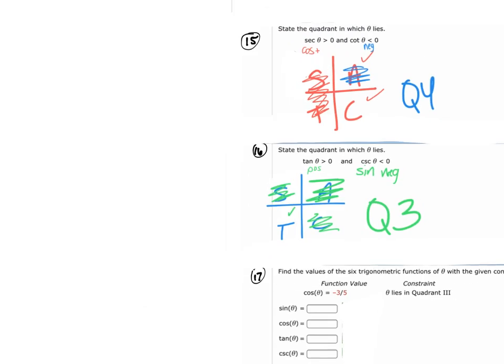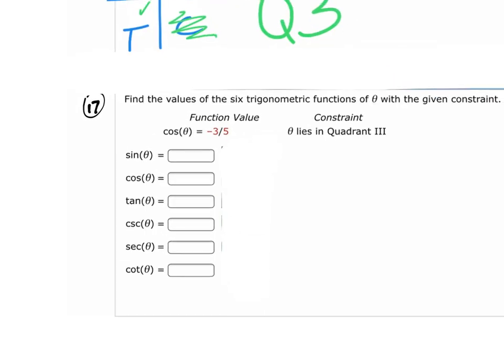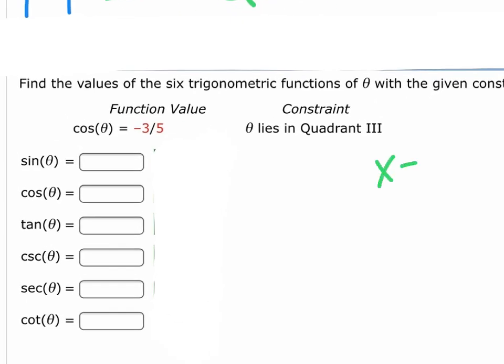All right, make sense? Okay, when you get to questions like this, guys, this is important. They're telling you where the angle lies, what quadrant, they're telling you a lot of information. Because in order to do all our six trig functions, we need x, we need y, and we need r. When they told me the cosine, what are the two values they gave me? Cosine gave me x, and it gave me r.